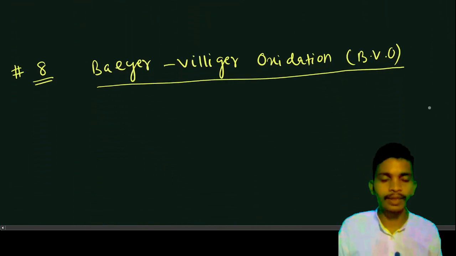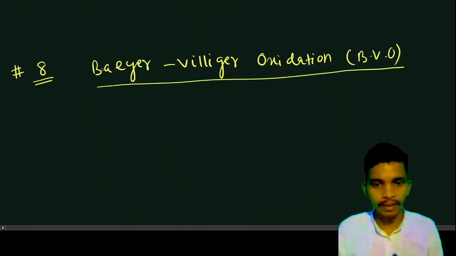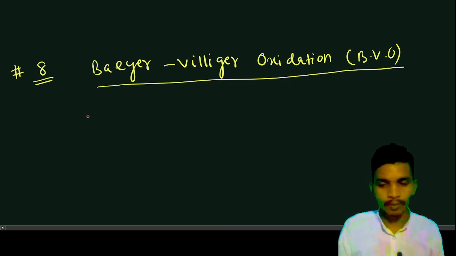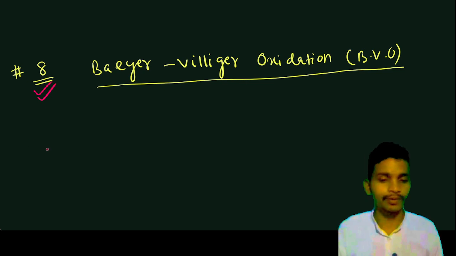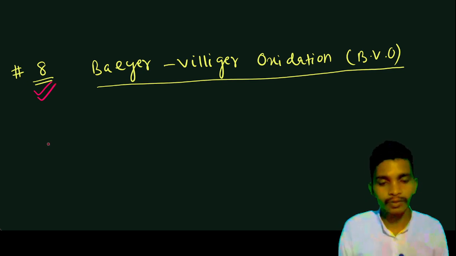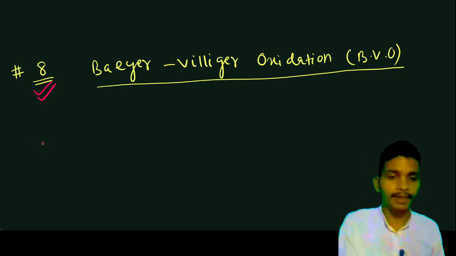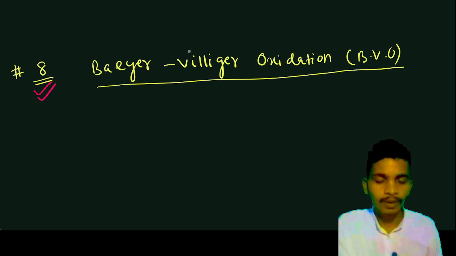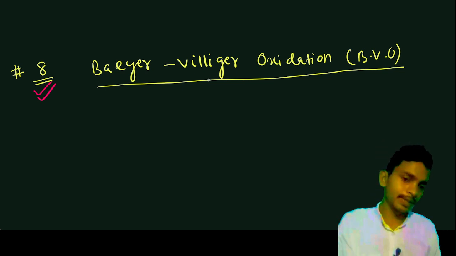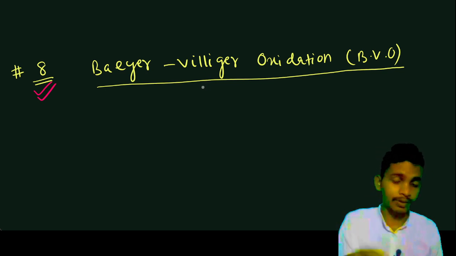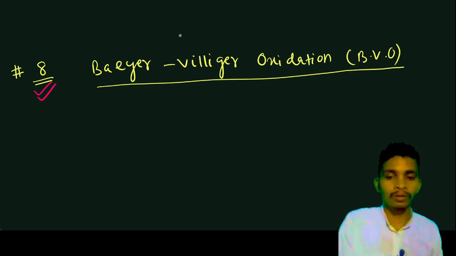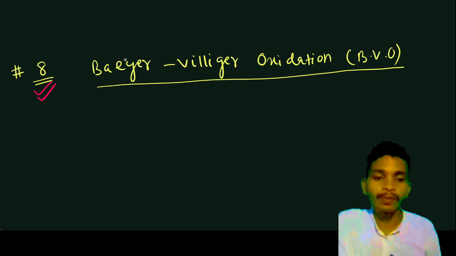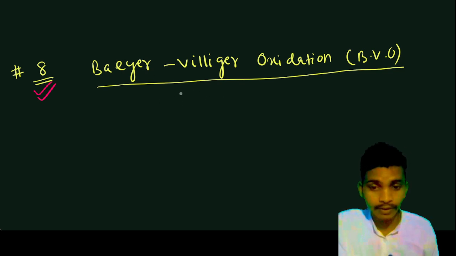Now moving to the next name reaction, related to carbocations, that is the Baeyer-Villiger oxidation. This name reaction is also very important. Most of the time this name reaction is applied, because the reagents used with it also matter. So this is very important. What do we see here in this Baeyer-Villiger oxidation?